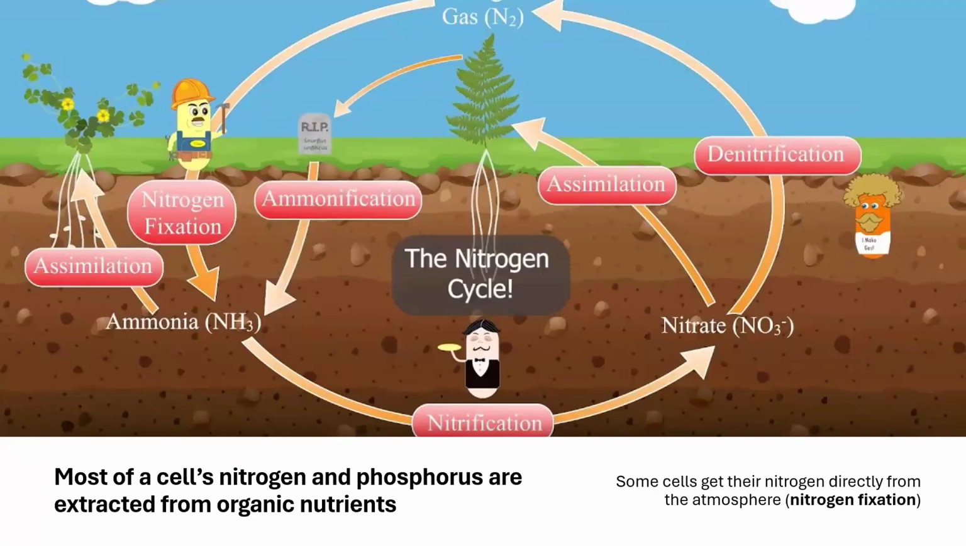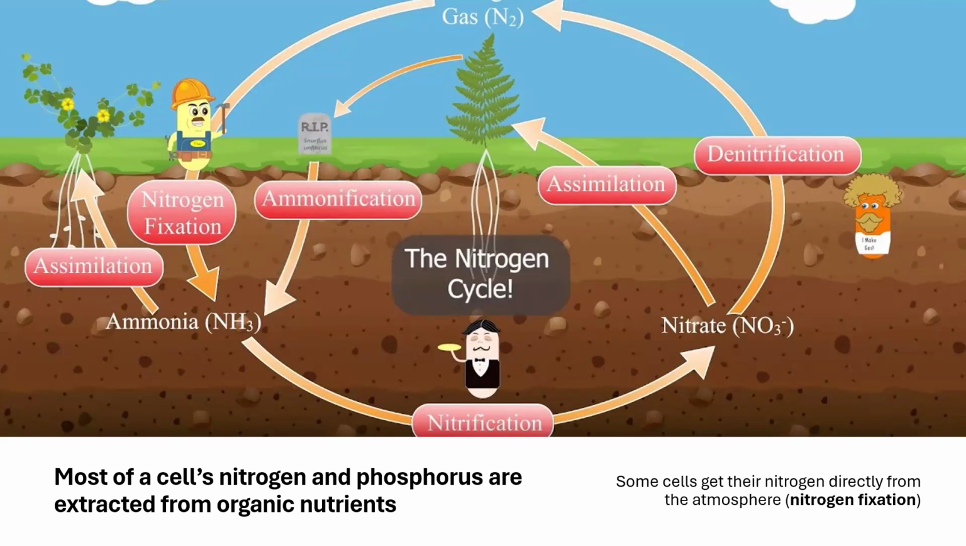Now, most of a cell's nitrogen and phosphorus are extracted from organic nutrients, although some cells get their nitrogen from the atmosphere. And I would actually argue that a significant amount of nitrogen in aquatic environments and in soil environments, or even marine environments, is going to come in these inorganic forms of ammonia and nitrate, right? So ammonia and nitrate are very bioavailable. Of course, as heterotrophs break down organic molecules that have nitrogen in them, that is also going to liberate that nitrogen, usually into some sort of ammonia or nitrate, which can then be taken up by the cell.